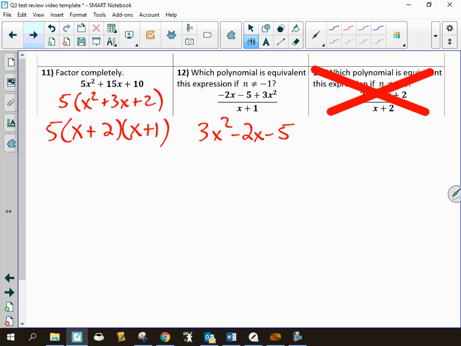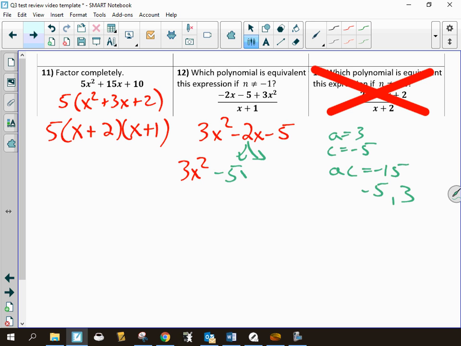Now, on this problem, a is not 1 and there's no greatest common factor. So a is 3 and c is negative 5. So a times c is negative 15. So what I'm looking for is two numbers that multiply together to give you negative 15 that add up to negative 2. Those two numbers are negative 5 and 3. So I split this. So this will be 3x squared minus 5x.